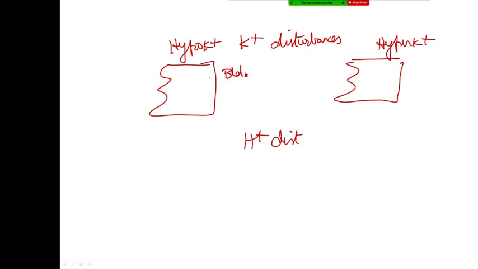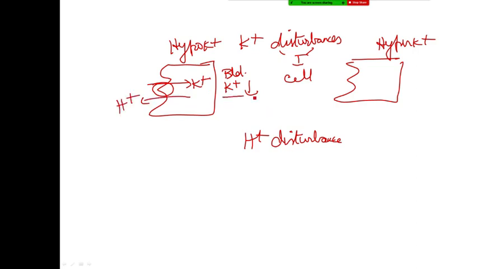Hypokalemia, start from the problem. What happened to blood potassium level? Decreased. This is only the I cell, okay? Only the I cell can compensate. So what will the I cell try to do? Get in potassium, but in that process what is excreted? H plus. So in order to correct hypokalemia, the I cell got rid of H plus. So what does that result in? Metabolic alkalosis.